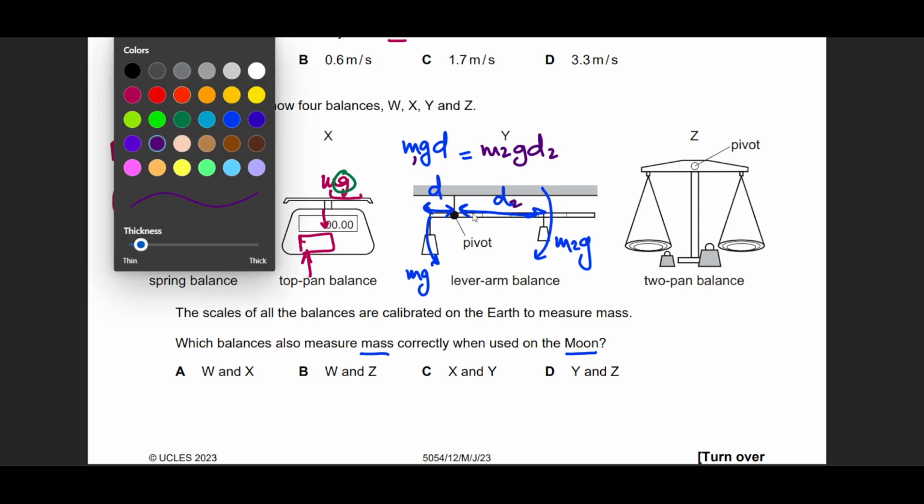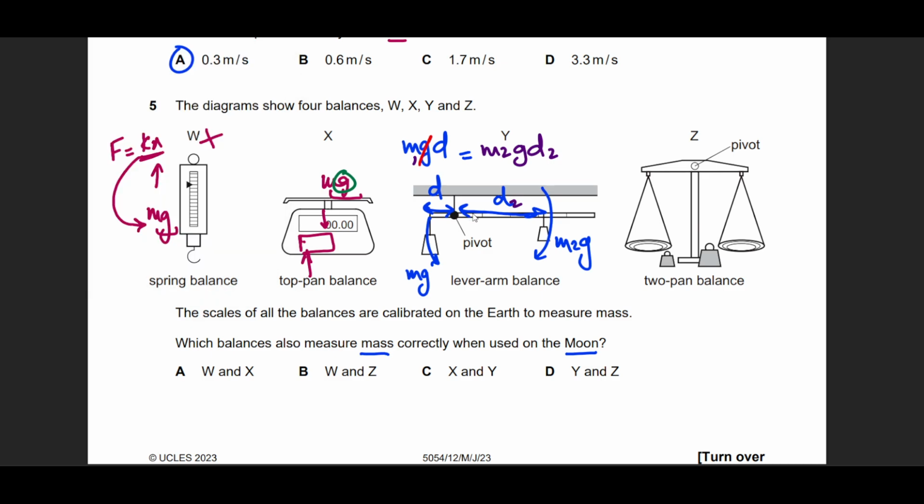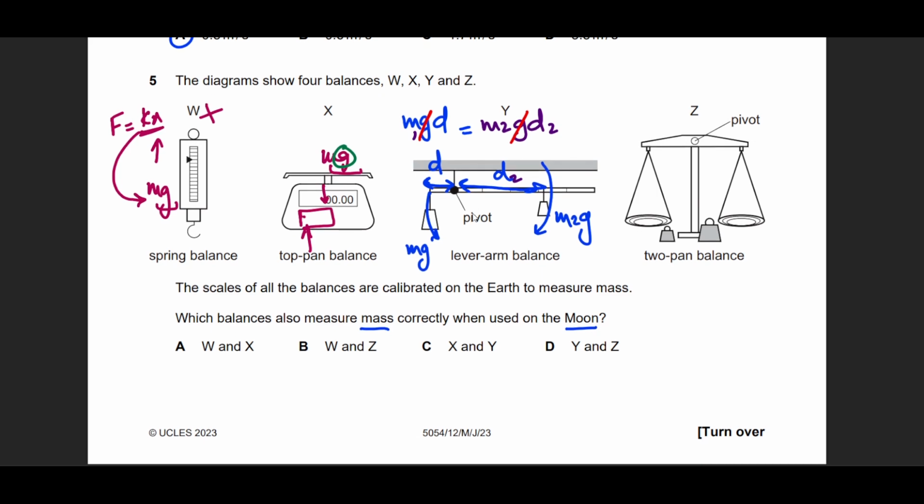Now we can see that in this application, the value of g is going to get cancelled out from both sides, which means that equipment Y eliminates the effect of gravitational acceleration. So even if you take it to the Earth, to the Moon, or to any other planet, it will not care about the value of g, because it is comparing m1 and d1 with m2 and d2.